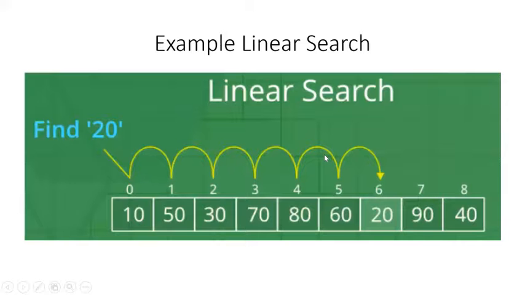So this is an example of the linear search. As you can see, the total number of elements in the list is 9: 10, 50, 30, 70, 80, 60, 20, 90, and 40. Because the total elements are 9, the smallest index in C programming is 0 and the maximum is n minus 1, that is 9 minus 1, 8. The problem is to find the location of element number 20 in the list.